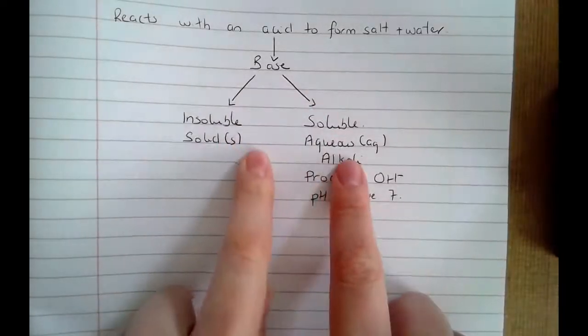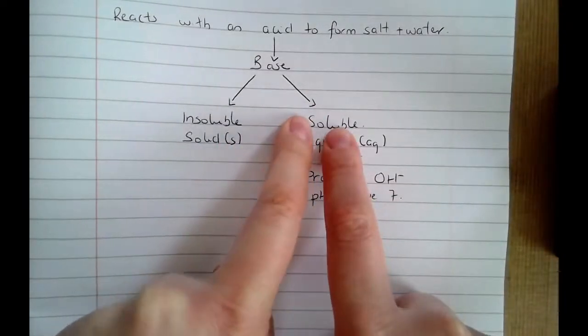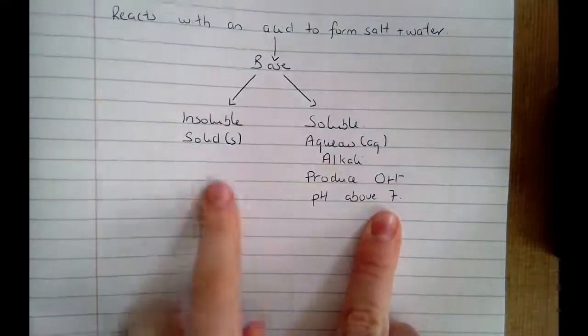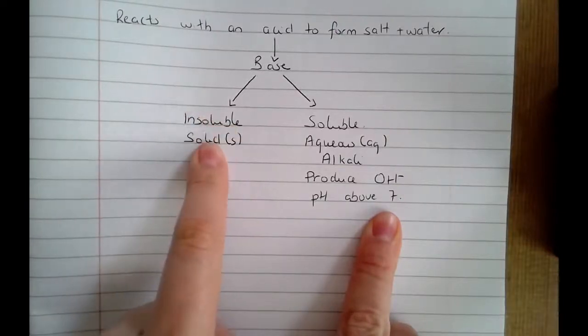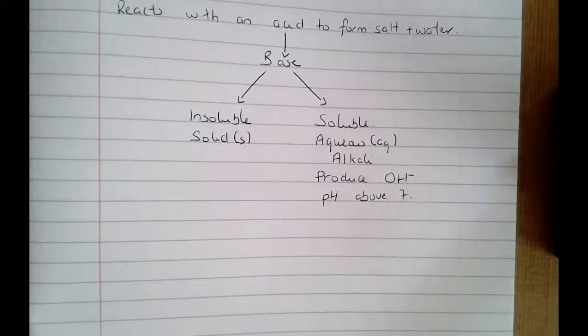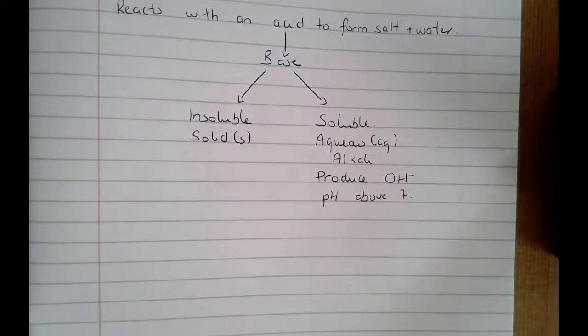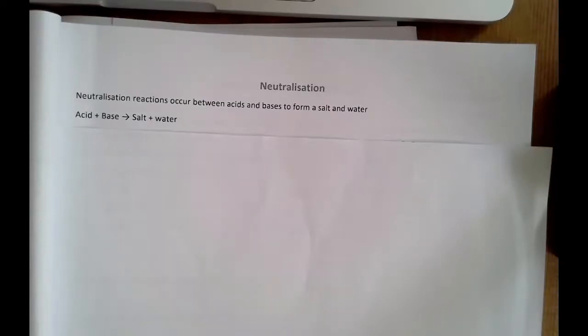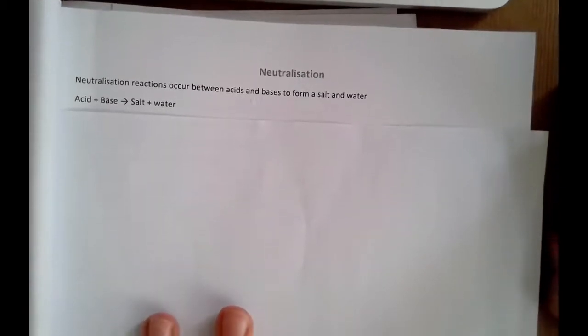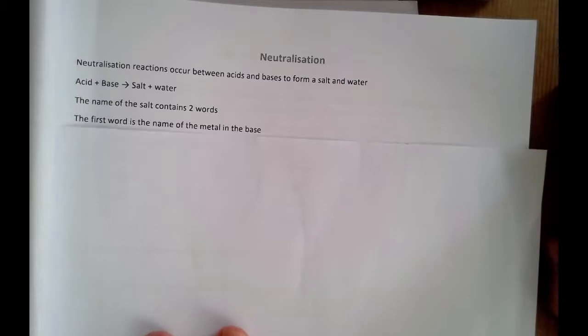Okay, so alkalis, special name for soluble bases, and I can also say that they have OH minus ions and a pH above 7. I can't say that for an insoluble base because you can't get the pH if it doesn't dissolve, and you can't get OH minus ions if it doesn't dissolve. As I said, whether the base is soluble or insoluble, all bases are going to react with acids and form salt and water. It doesn't matter if it dissolves in water or not. So if you have an acid and a base, it will react to give you salt and water.